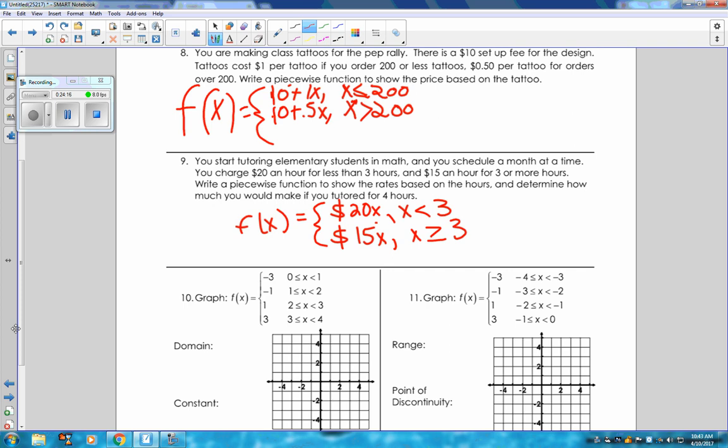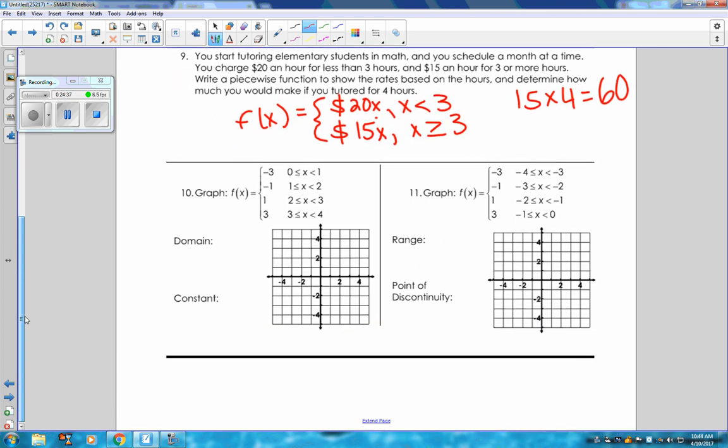4 greater than or less than 3. So which equation would you use? Okay, so plug in 4 for x. So what's 15 times 4? Are there any questions over 9?